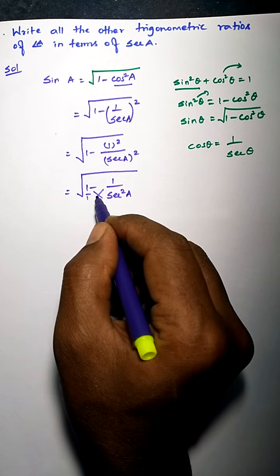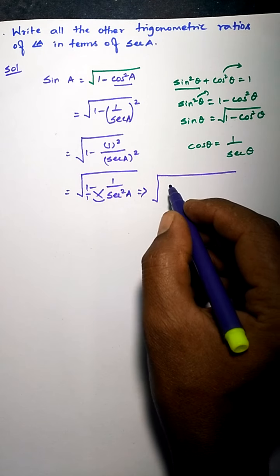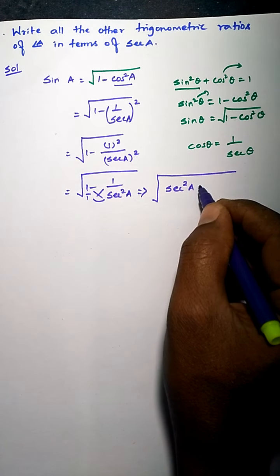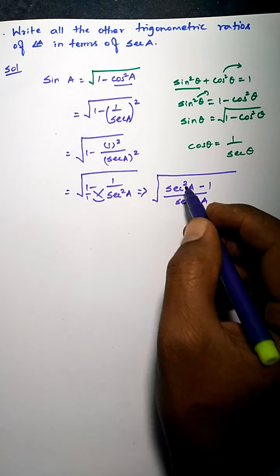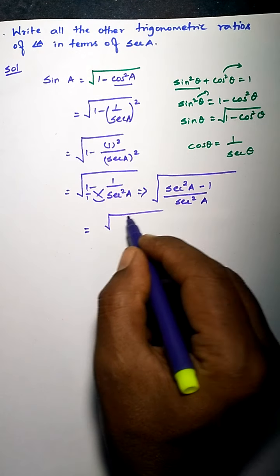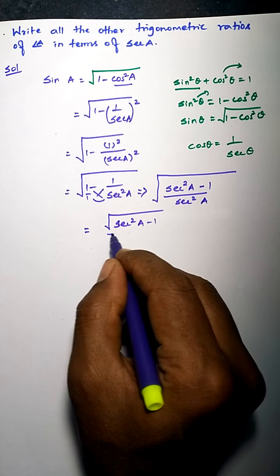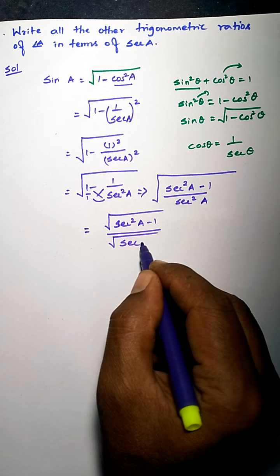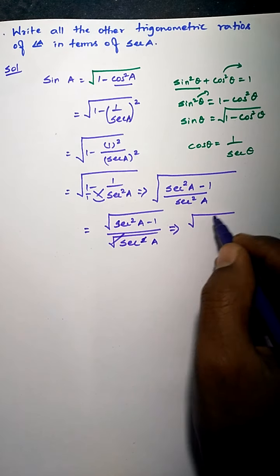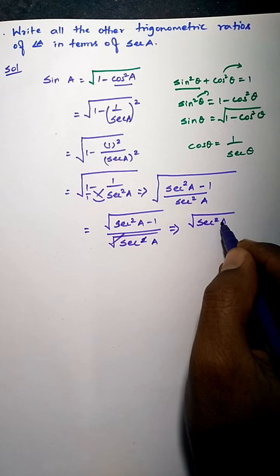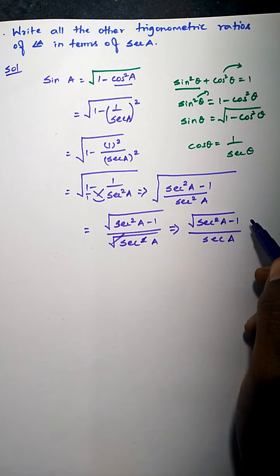Now take the denominator 1 and cross multiply. If you do the cross multiplication, you will get root of secant square A minus 1 by secant square A. Now split this root for both numerator and denominator, then you will get root of secant square A minus 1 by root of secant square A. Square and root you can cancel, so remaining you have root of secant square A minus 1 by secant A. See, the final answer we got in terms of secant only.